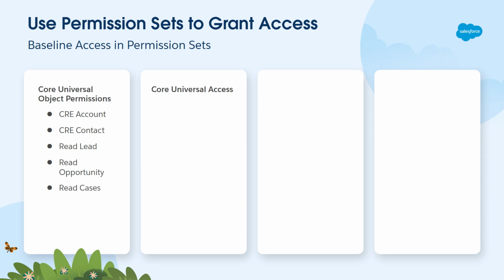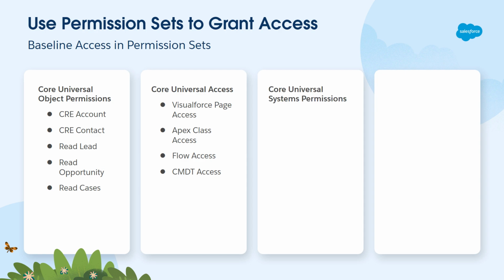Then you could have another permission set for core universal access. So this would be the Visualforce page access that you may be using, your Apex class access that you may be using, your flow access levels, where you're granting flow, your custom metadata type access. And again, this I envisage being universal. These are the parts of the system that everyone uses and you need to keep running the system.